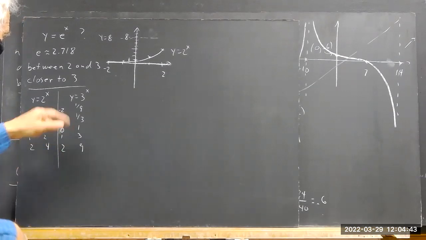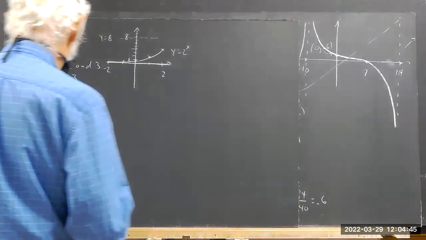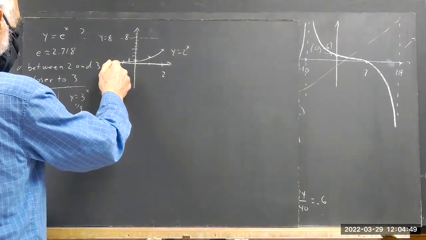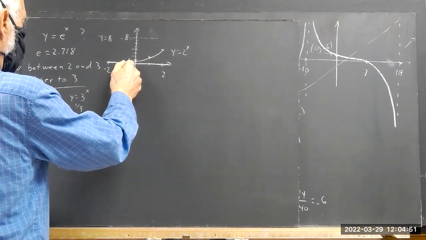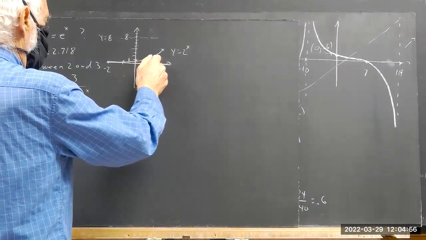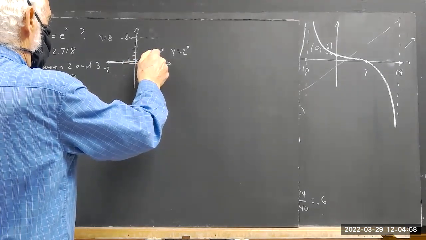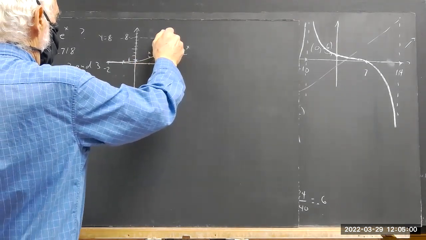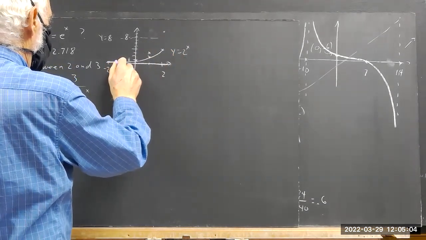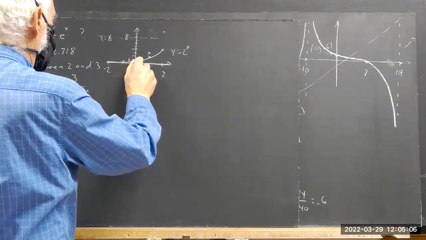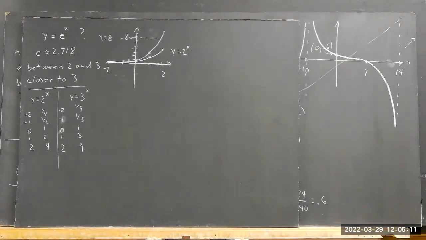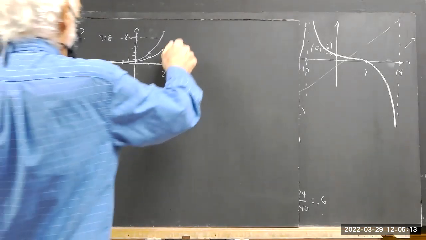Now, if I want to do y equals 3 to the x, 1/9 is actually less than 1/4. 1/3 is a little less than 1/2, and it still goes through 1, but then it goes through y equals 3 here and y equals 9 here. So the graph is actually lower than the 2 to the x graph until you get here, and then it goes up higher. So this is y equals 3 to the x.